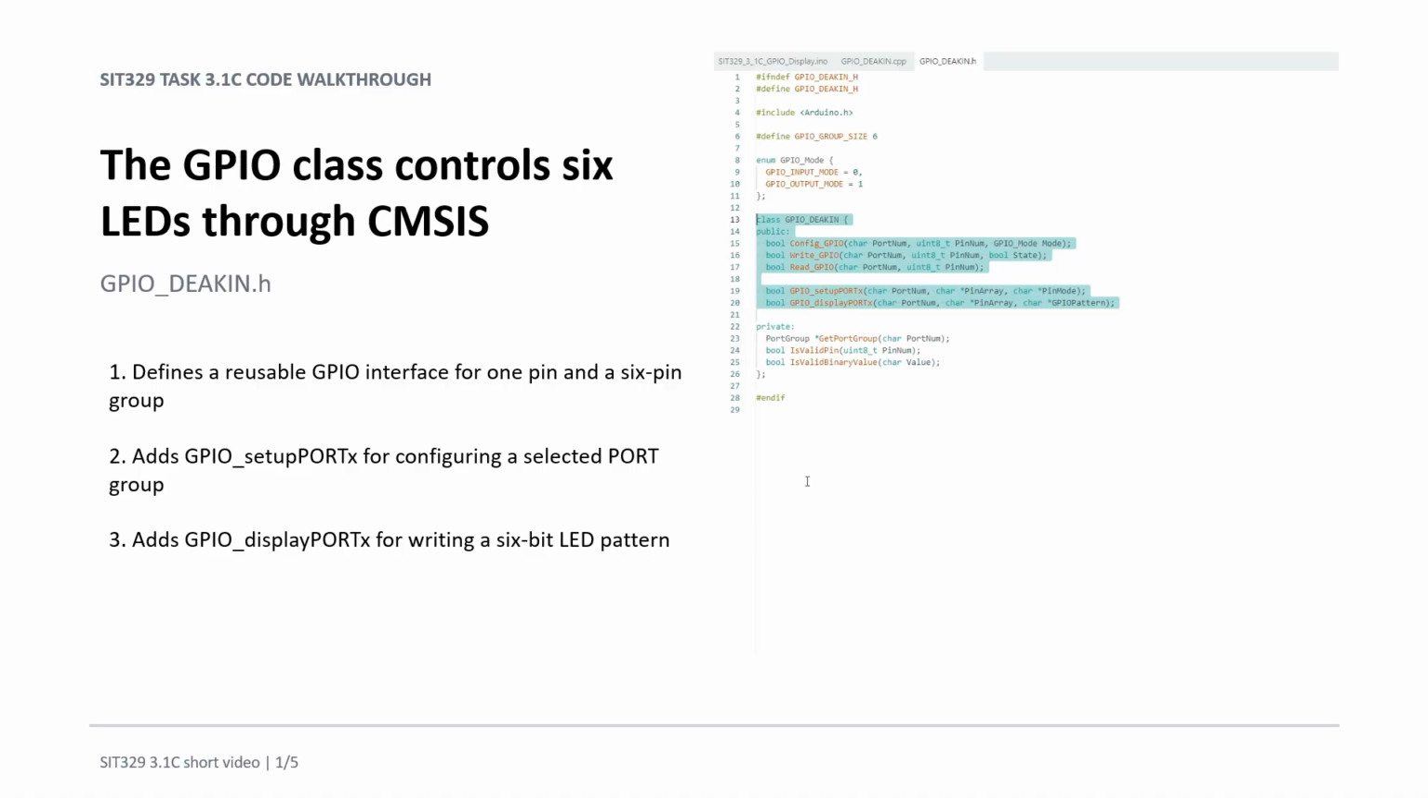GPIO setup port X receives a port number, a 6-element pin array, and a 6-element mode array. GPIO display port X receives the same port and pin array, plus a 6-element pattern showing which LEDs should be on or off. The private helper functions keep port lookup, pins validation, and binary value validation inside the class.